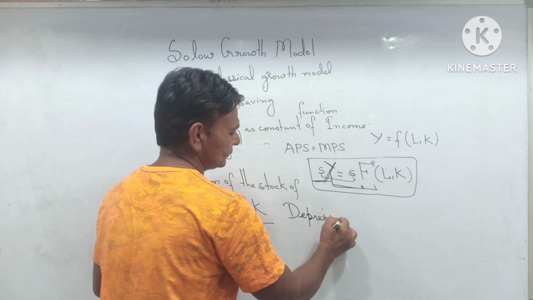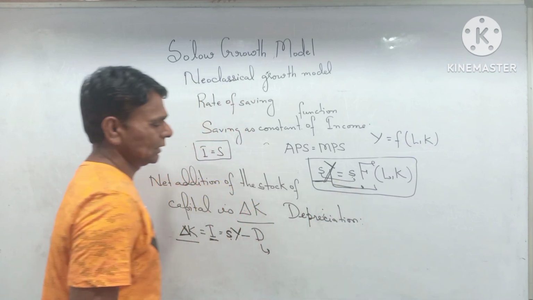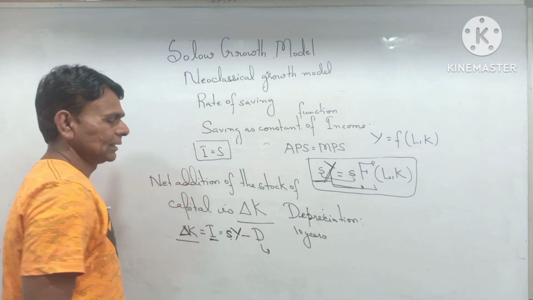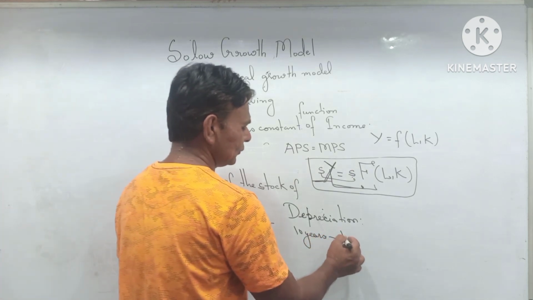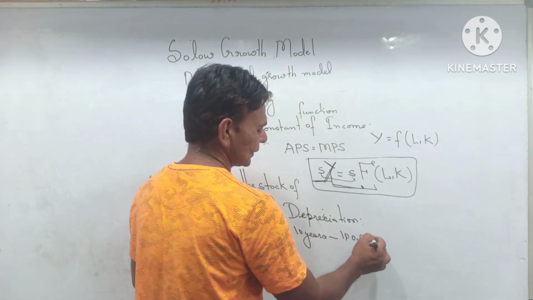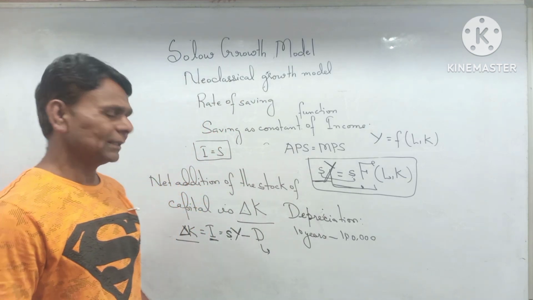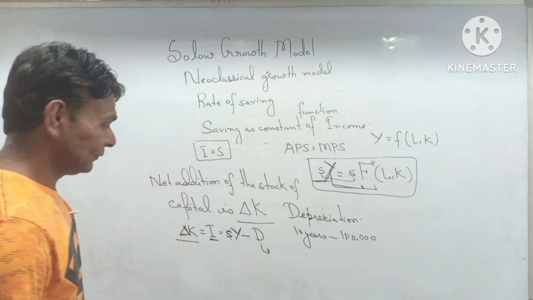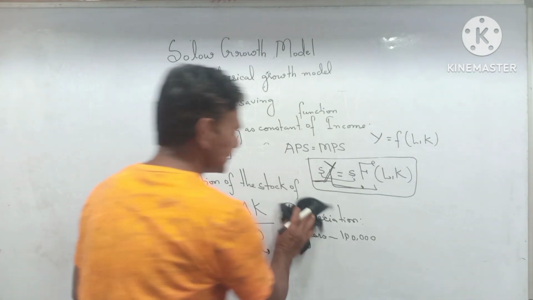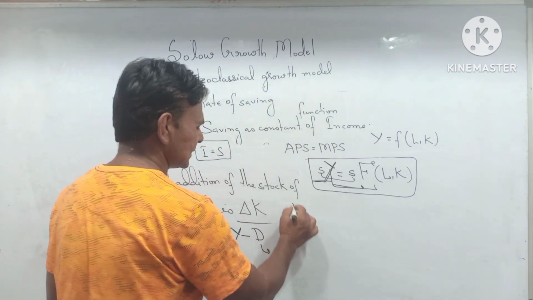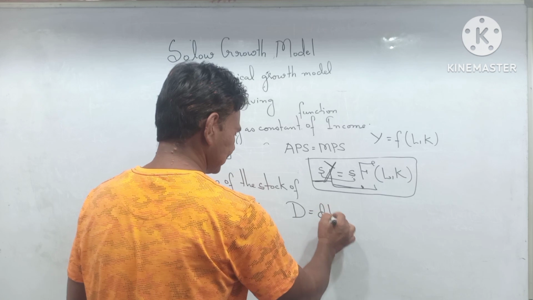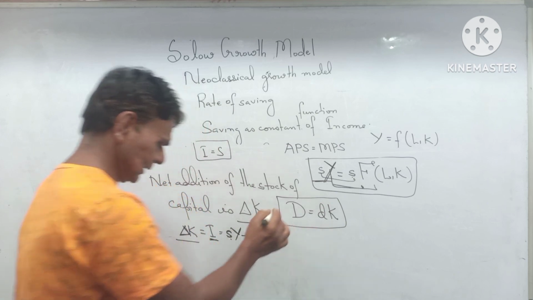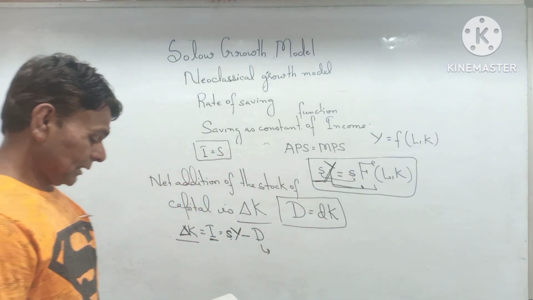Depreciation has a very simple meaning. Suppose a machine has a 10 year life and its value equals 1 lakh. Every year it is depreciated by a fixed amount. Now total depreciation can be written as D. D is total depreciation equal to dK, depreciation of capital stock, indicating total depreciation.